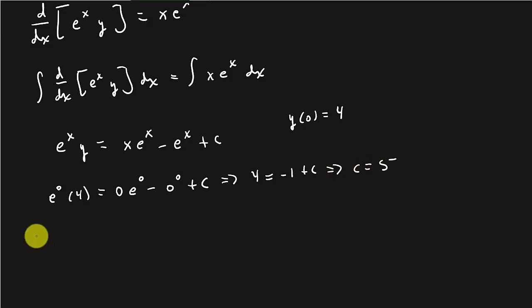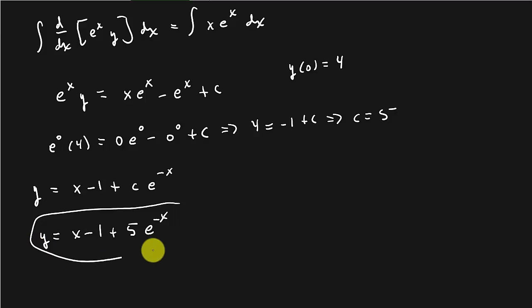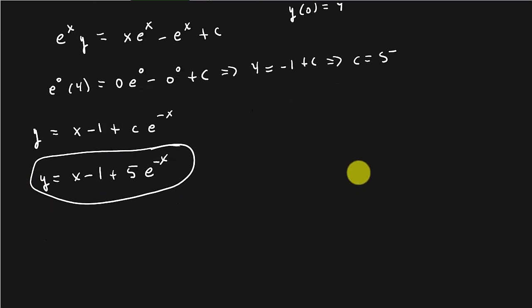And so we can go ahead and divide everything through by e to the x. That's going to give me y equals x minus 1 plus c e to the negative x. All right, and then we're going to replace the c with the 5. So y is equal to x minus 1 plus 5 e to the negative x. And there's your solution.